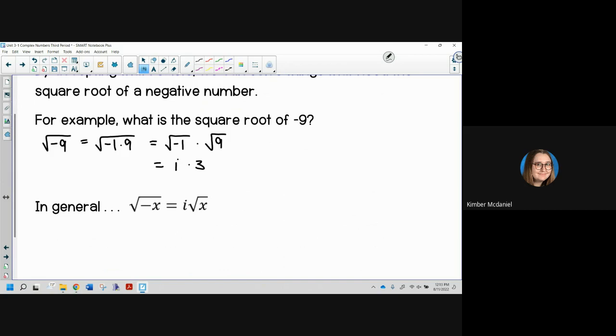Somebody tell me, what is i times 3? 3i. It's just like x times 3 is 3x. i times 3 is 3i. Let's keep going. We're just going to do these ones for fun. You just write them on your paper. What if we had the square root of negative 25? We said the square root of negative 9 is 3i. So somebody tell me what you think the square root of negative 25 would be.